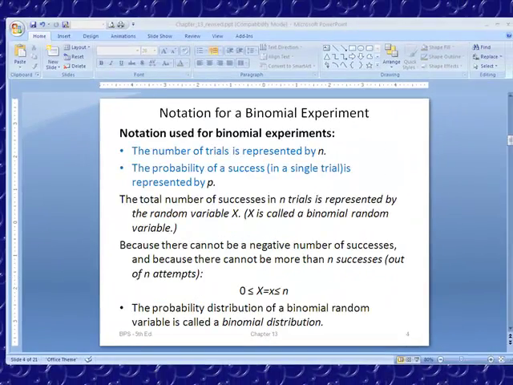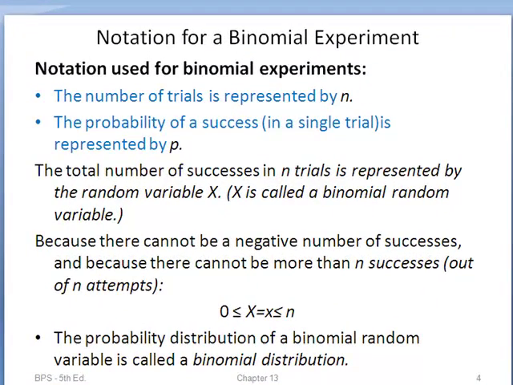So let's look at some notation for a binomial experiment. The number of trials, as I said, will be represented by the letter n, small n. The probability of a success in any single trial will be represented by the letter p. The total number of successes in n trials is represented by the random variable x. So x is called a binomial random variable.